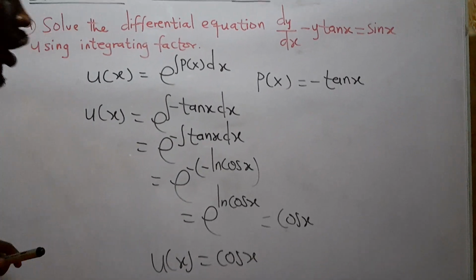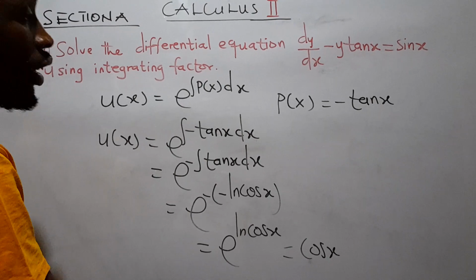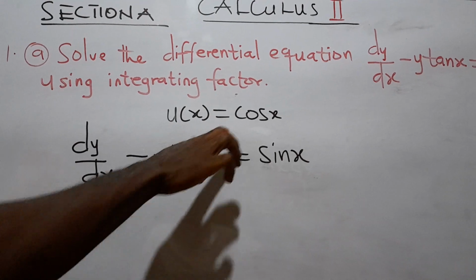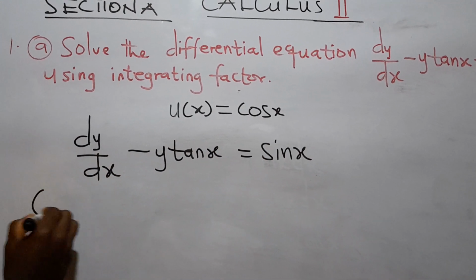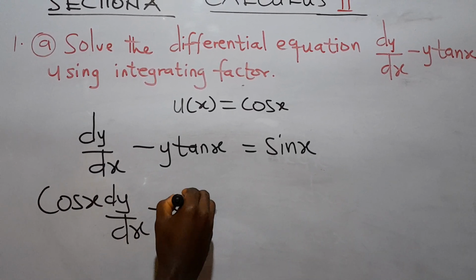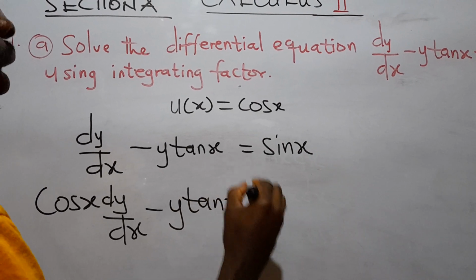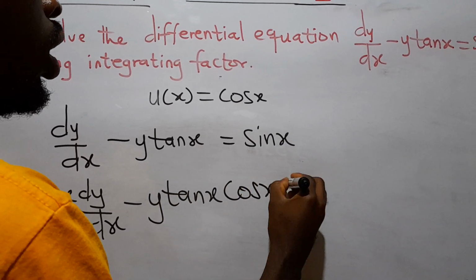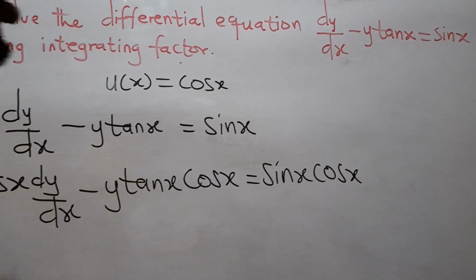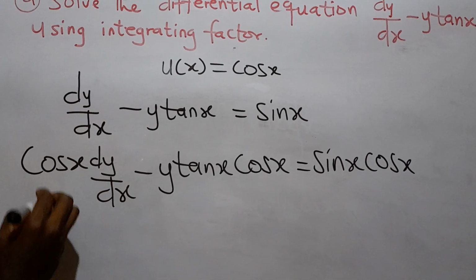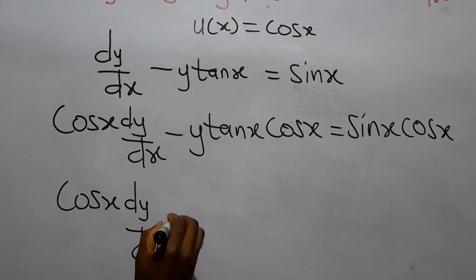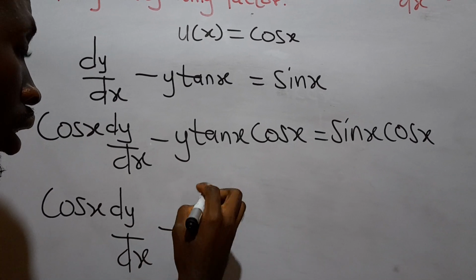Now if you find the integrating factor, what next? You multiply the integrating factor through your differential equation. Since we found our integrating factor, we multiply it through. So we get cos x times dy over dx minus y tan x times cos x, equal to sin x times cos x.